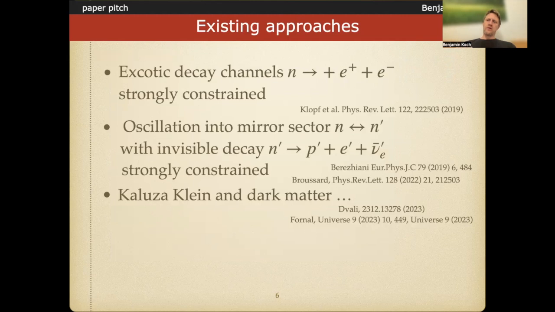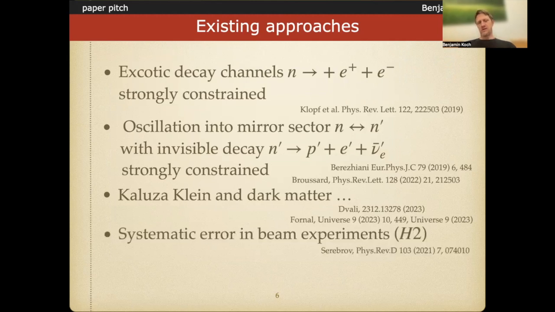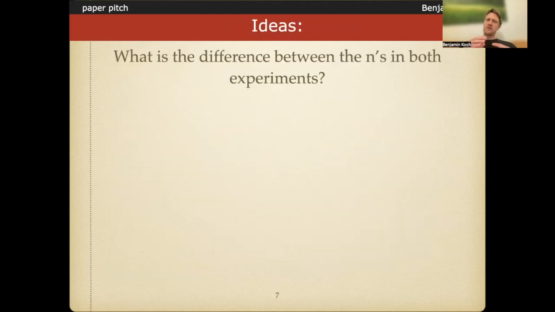Of course, this has been around for a while, so there are many approaches and ideas on the market. Many of them are quite exotic and have been either strongly constrained or even excluded. There's also a debate on the systematic error, in particular in the beam experiments, but this has been refuted in the last year. So by many, the beam result is just ignored. But okay, let's take seriously the work and results of our experimental colleagues and try to think about this problem. So what really makes the difference between beam and bottle?